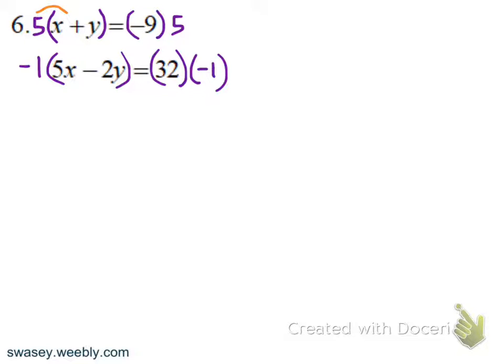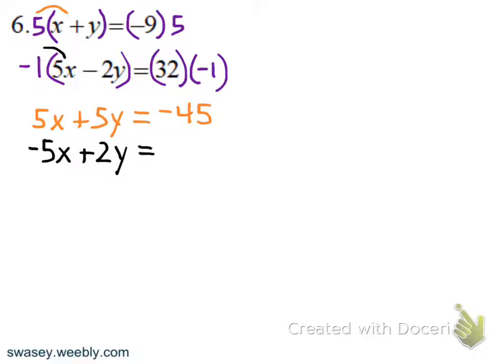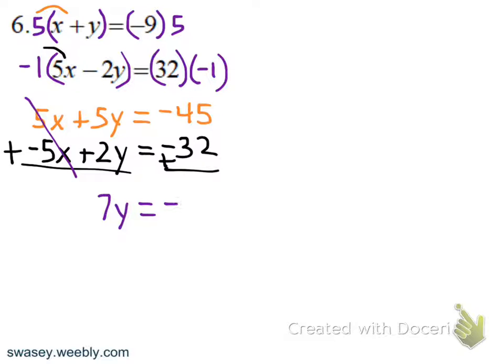So in the top equation, 5 times x is 5x, 5 times y is 5y. On the right hand side, negative 9 times 5 is negative 45. For the second one, distributing in negative 1, we get negative 5x plus 2y equals negative 32. We'll add our equations together. The x's are eliminated. And so we have 7y equal to negative 77. Now we'll divide both sides by 7. And so y is negative 11.